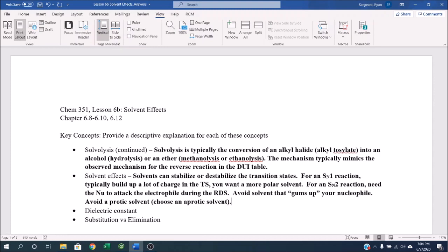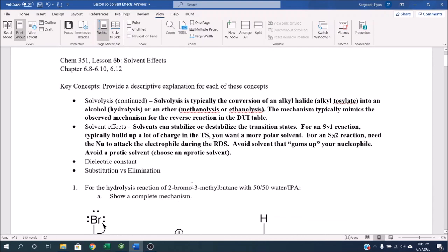So in the reactions where I ask you which solvent would be better, one of them is going to be polar, one of them is going to be protic, and one of them is going to be aprotic. And they will have differences in their polarity values. And so you're just using these criteria that we've established right here to decide first if the reaction is SN1 or if it's SN2. If it's SN1, look for the most polar solvent, and if it's SN2, pick the solvent that is aprotic, that is not protic.